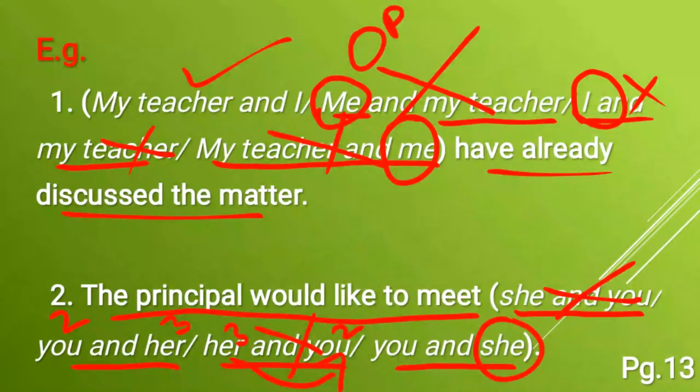She is subject pronoun, isn't it? So this is also wrong. So what's the correct answer? You and her. The principal would like to meet you and her. Second person, object pronoun, and third person, object pronoun. Yes? So don't forget this, my dear children. Keep it in your mind.